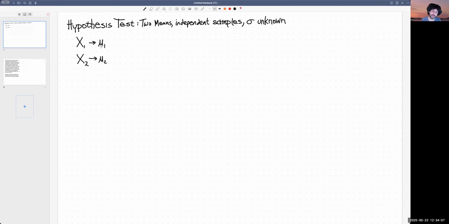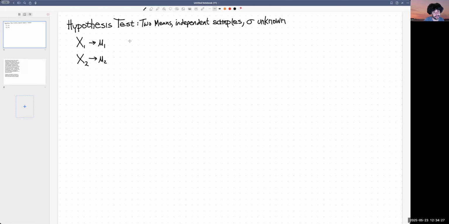our null hypothesis will be that these two means are equal. That doesn't always have to be true. I'll do an example later of a different type where that's not the case, but often the null hypothesis is that they're equal, and our alternative hypothesis is that one of them is larger or smaller than the other one.